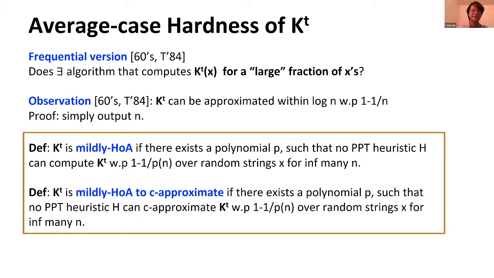So in some sense, what we could only say is, we start from the assumption that there exists a polynomial p such that KT is this hard, and we get a weak one-way function with an inversion probability that depends on this polynomial.